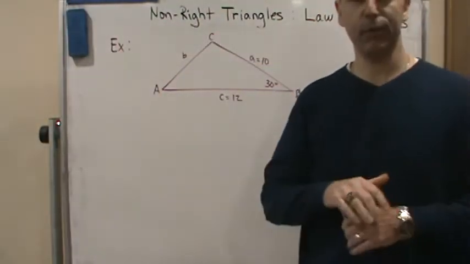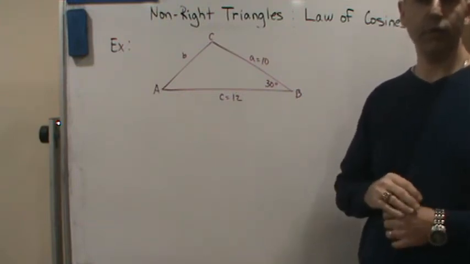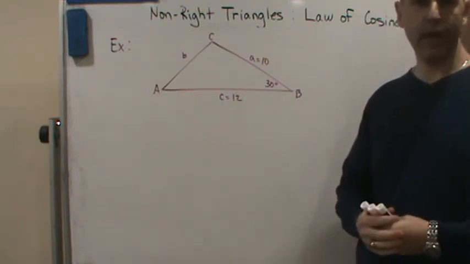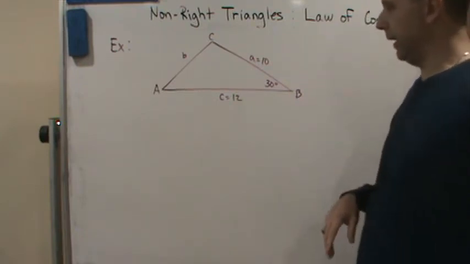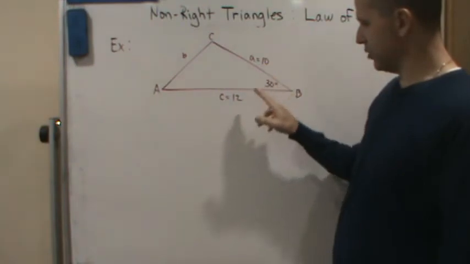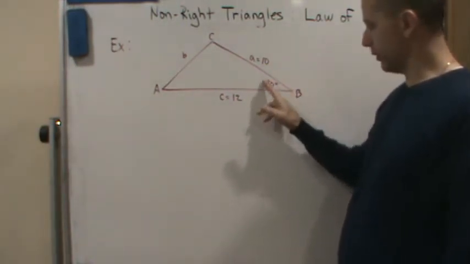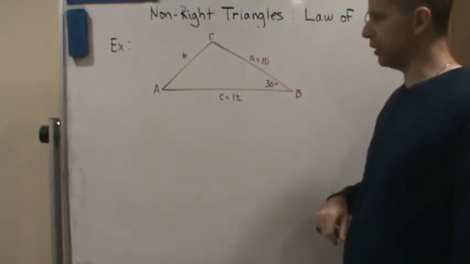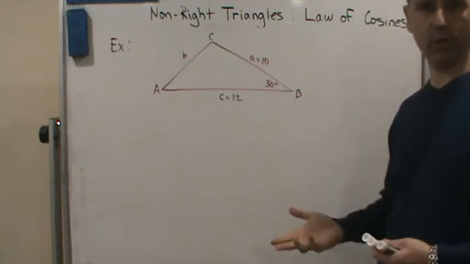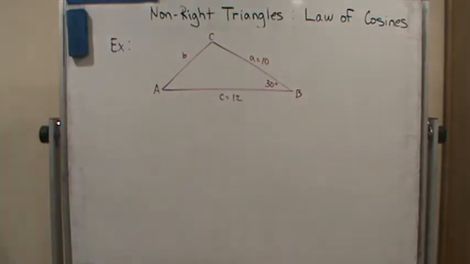Okay, so welcome back, and now we're going to do an example, and here's the triangle that we're going to solve. They want us to solve for the unknown sides and the unknown angles for this triangle. The first thing you notice is that we've got these two sides and the angle between them, the included angle. So this is a side-angle-side triangle, which is one of the situations where we are going to use the law of cosines. So let's do that.